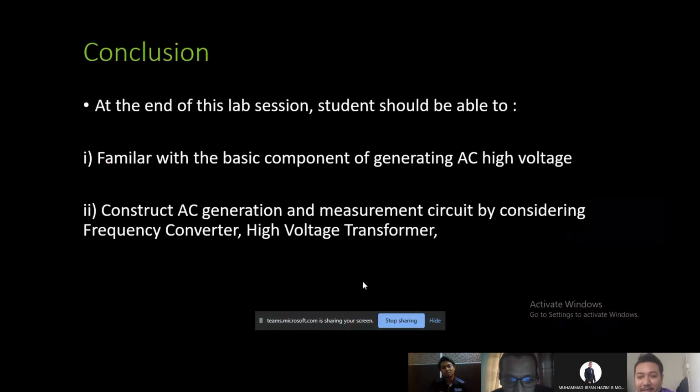And for the conclusion, at the end of this lab session, students should be able to: number one, become familiar with the basic components of generating AC high voltage. Number two, construct the AC generation and measurement circuit by considering the frequency converter and high voltage transformer.